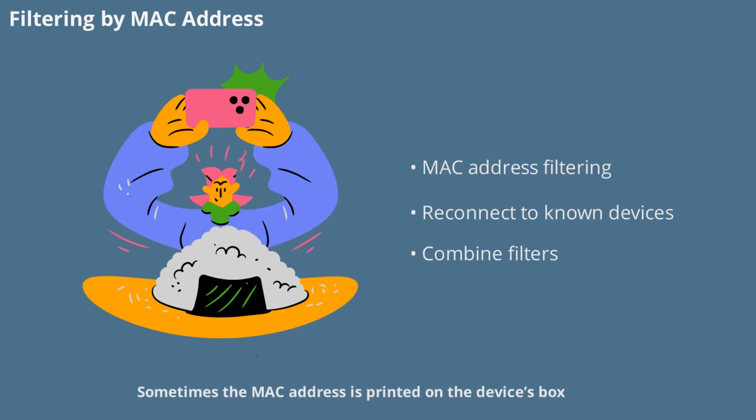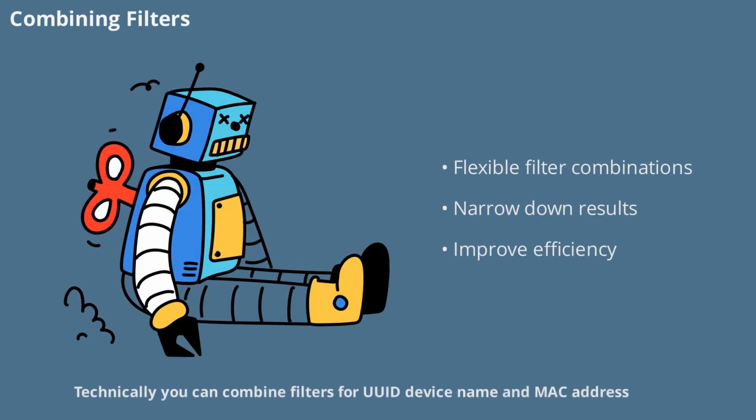Sometimes the MAC address is printed on the device's box, which is common for medical devices. While you can combine UUID, address, and name filters, it's rarely necessary in practice. MAC address filtering is a reliable method for targeting specific devices, especially when reconnecting after the cache is cleared. Technically, you can combine filters for UUID, device name, and MAC address. While this offers flexibility, most use cases don't require such combinations.